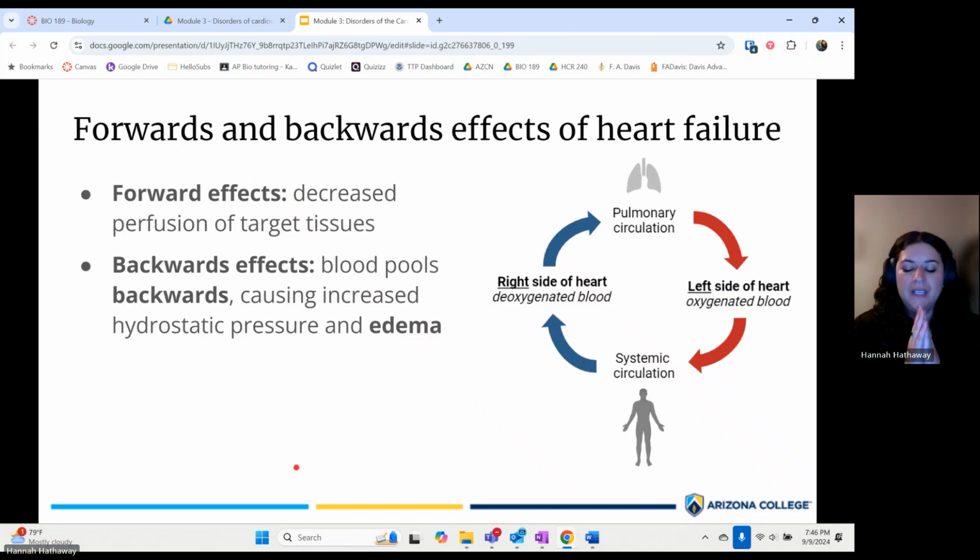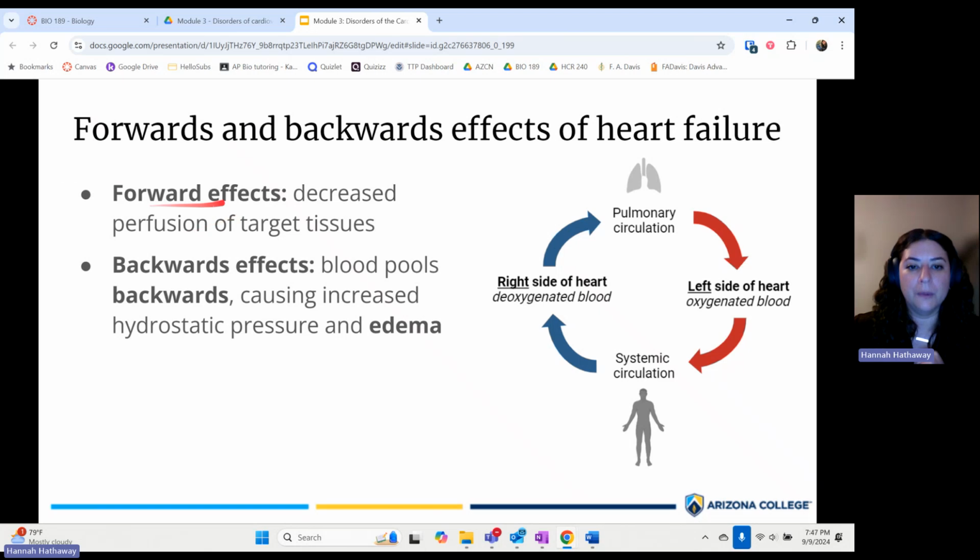Okay, so those are the different types of heart failure. Like I said, you really just need to know left side and right side heart failure, and then that one example of one specific type of right-sided heart failure, which is cor pulmonale. The most important thing for you to understand is, once you have heart failure, what are the signs and symptoms? Essentially there are two categories of signs and symptoms.